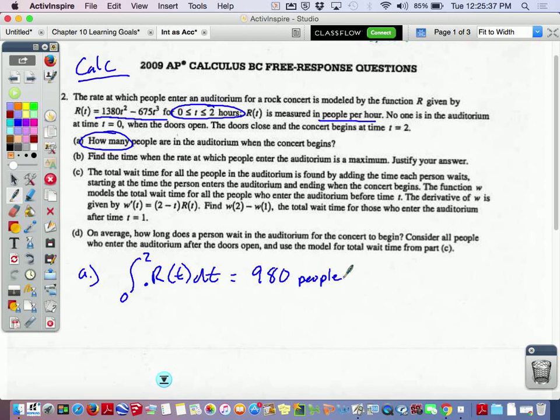Okay, and that problem is as simple as that. How many points is this worth? This question is worth 2 points. We get 1 for the integral and 1 for the answer.